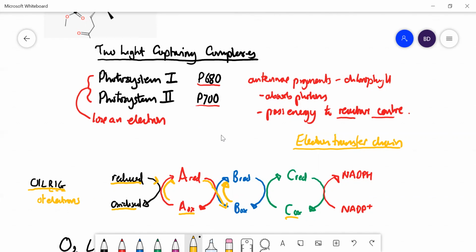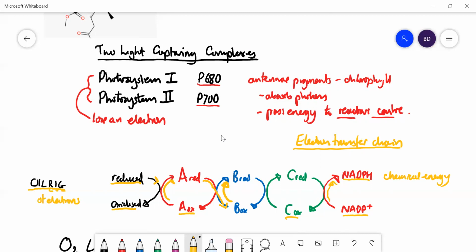Now the final member of the electron transfer chain is the oxidized form of NADP, so that's called NADP plus. That hasn't got a lot of chemical energy stored in it. The electrons get passed onto it and turn it into NADPH. This is the reduced form. There's a lot of chemical energy in that, and that is used to drive forward the light independent reactions, which then occur in the stroma of the chloroplast, whereas this electron transfer chain is happening in the thylakoid membrane.